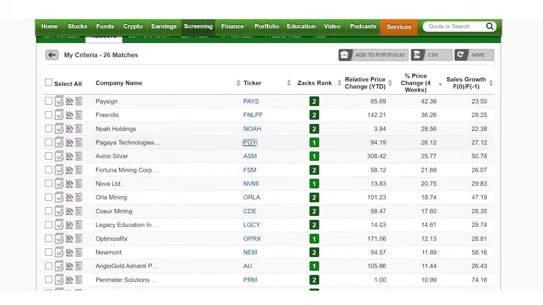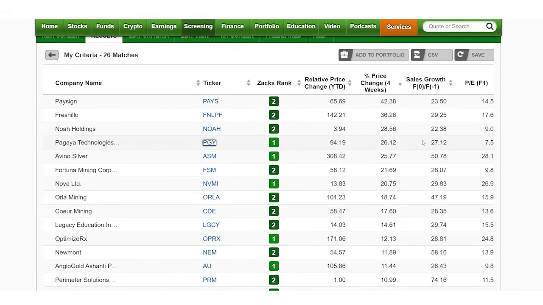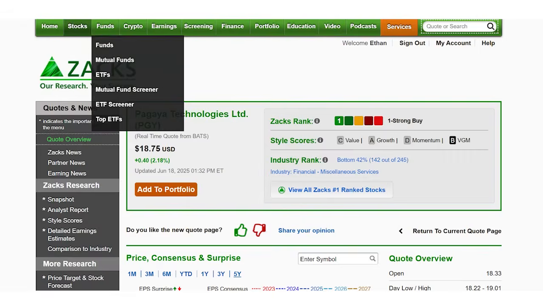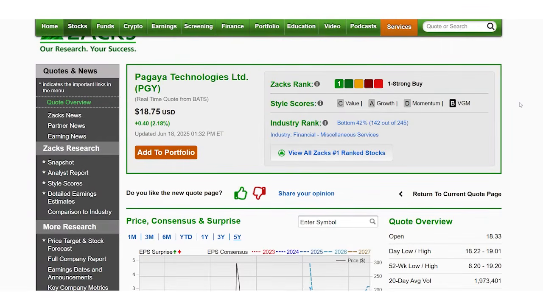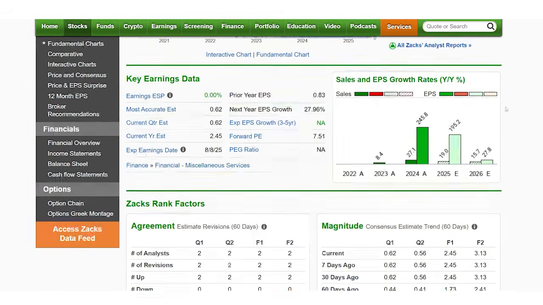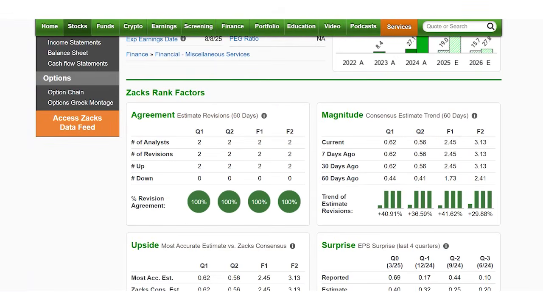So, it's outperformed the market by 94%. It's up 26% in the last 4 weeks. Sales growth 27% over the next year. And this is why I love it. 7.5 times earnings. It's like dirt cheap. And this thing is growing like crazy. Okay, this is something I really like to see. At Zacks Rank 1, it's a $1.4 billion company. Earnings are expected to go almost 28% next year. This is crazy. 7.5 times forward earnings.